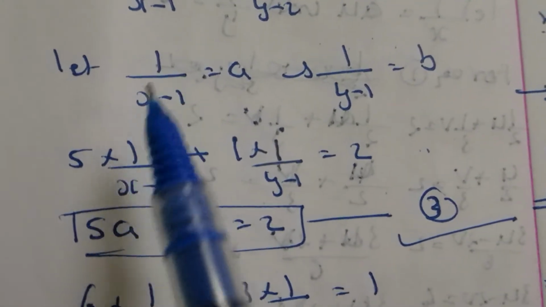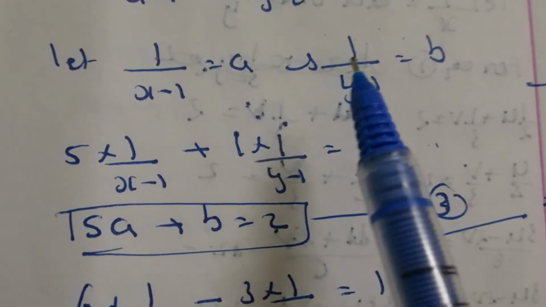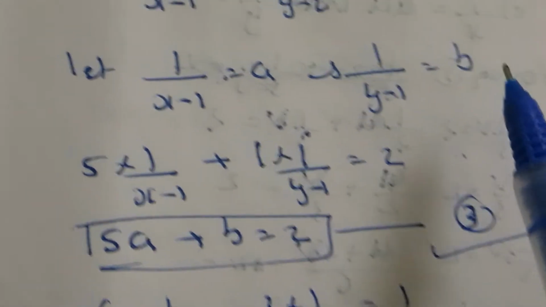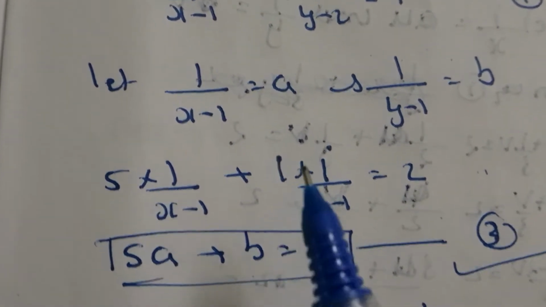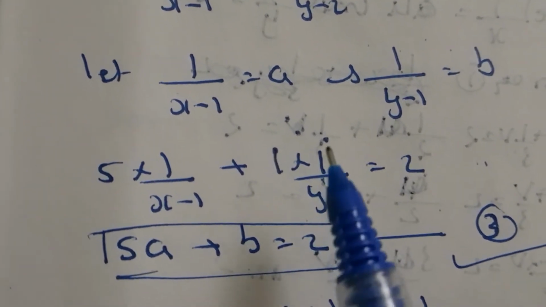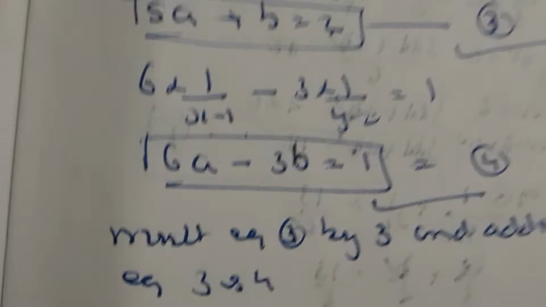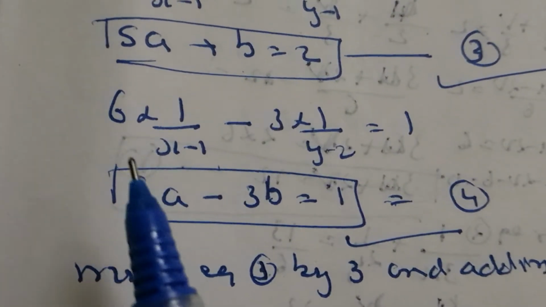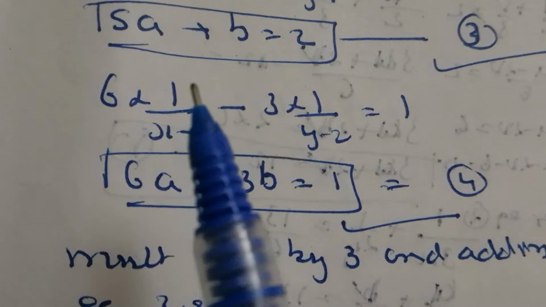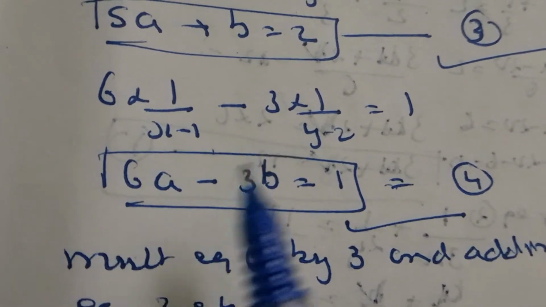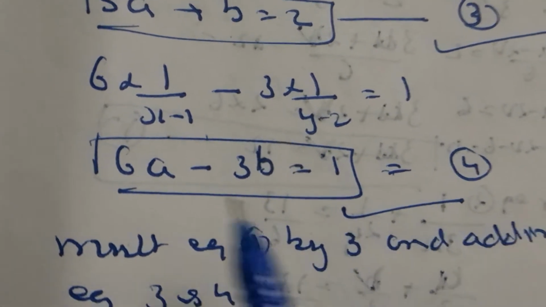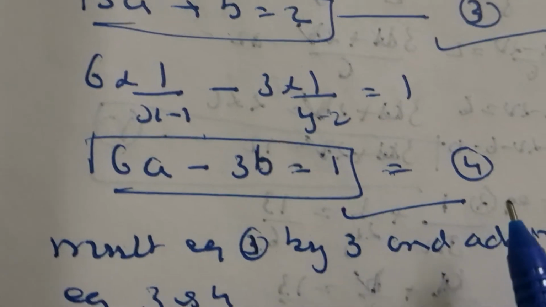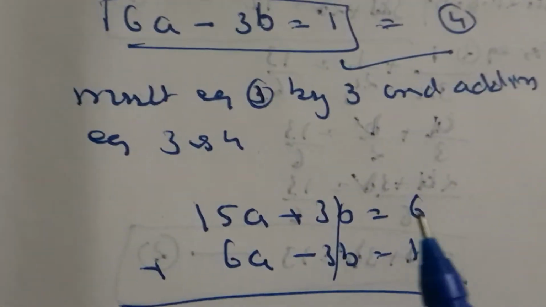So I am going to assume 1 upon x minus 1 is equal to a and 1 upon y minus 1 is equal to b. So 5 into 1 upon x minus 1, that is 5a, plus 1 into 1 upon y minus 1, which is b, is equal to 2. So I am getting equation 3. Same way for the second equation, 6 into 1 upon x minus 1, that is 6a, minus 3 into 1 upon y minus 1, which is 3b, is equal to 1. So I am getting 6a minus 3b is equal to 1. That is my equation number 4.